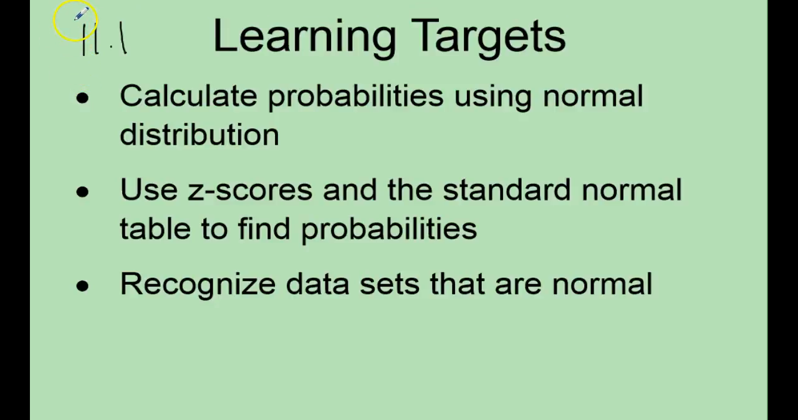Right, now we're starting Chapter 11 with Section 11.1. So our learning targets, we're going to be calculating probabilities using normal distribution. First, we'll figure out what normal distribution looks like. Then we're going to be using z-scores and the standard normal table to find some probabilities. And then we're going to be recognizing if data sets are normal or not.